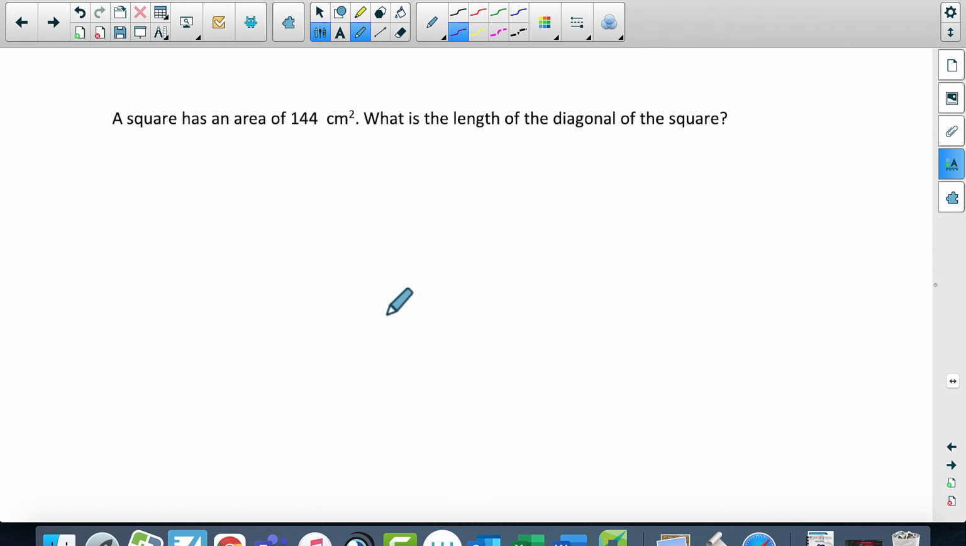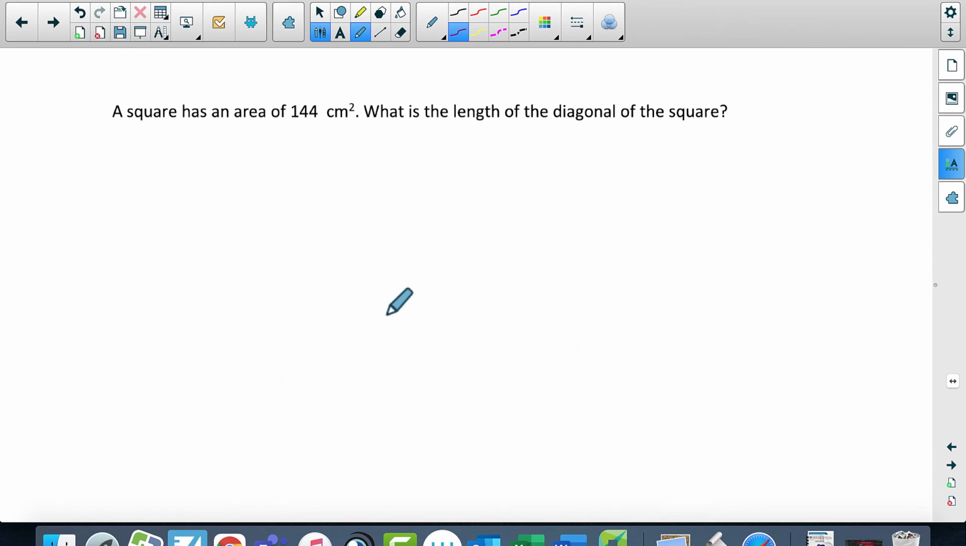Okay, last one. A square has an area of 144 centimeters squared. What's the length of the diagonal of the square? Alright, more area. So let me draw a square first. There we go. And it says the area is 144 centimeters.